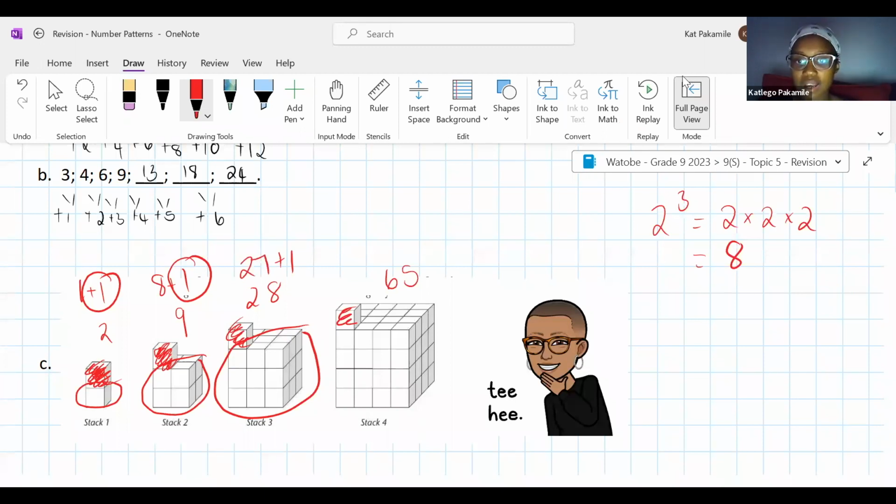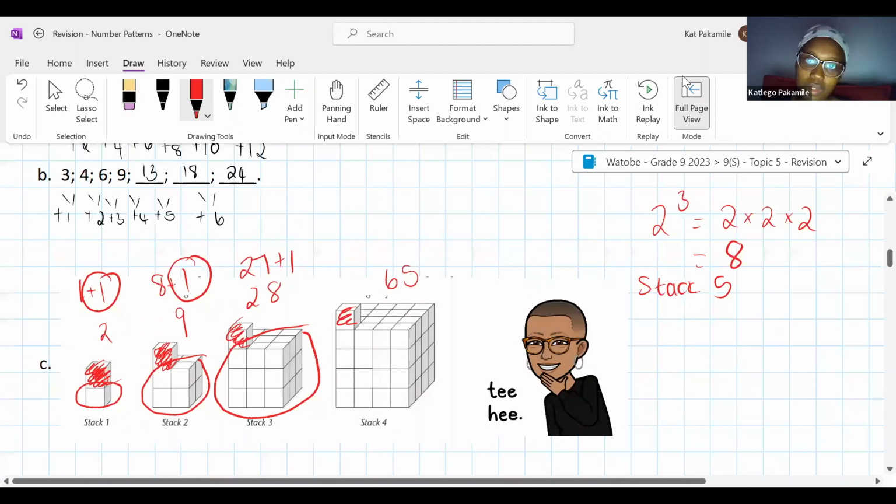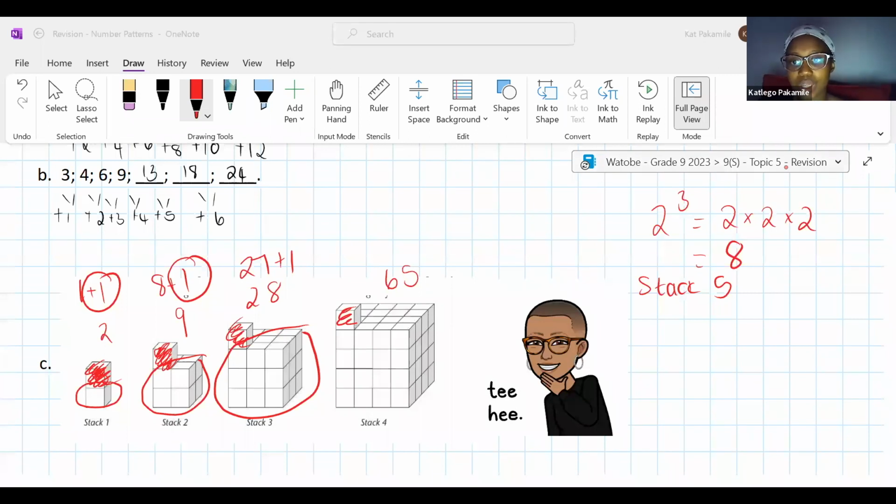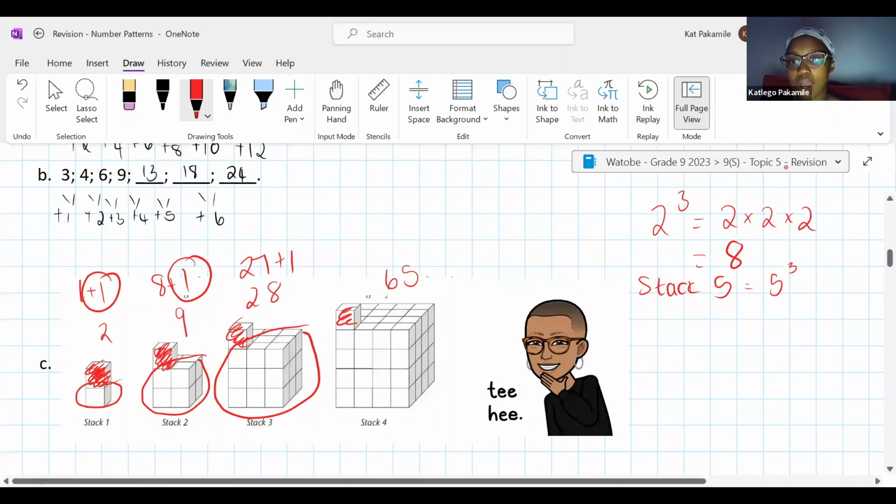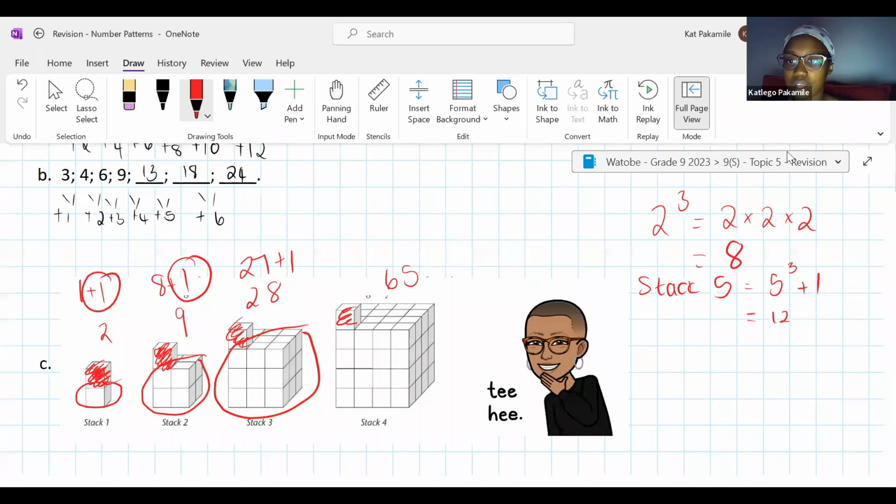So in stack 5, how many cubes would I have? Now that you know how to work it out in stack 5, thank you, Tammy. I would have 126 because I had to say 5 cubed, excuse me, plus 1, which is 125 plus 1, which is 126. Now tell me in the next 2 shapes, how many cubes would I have?